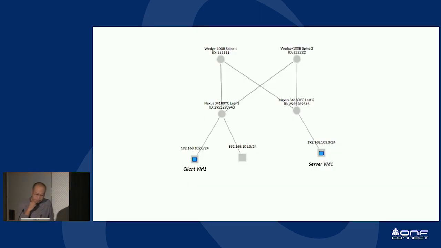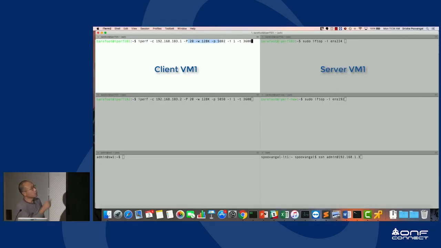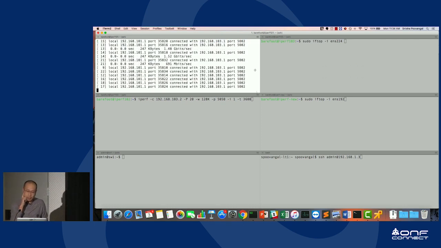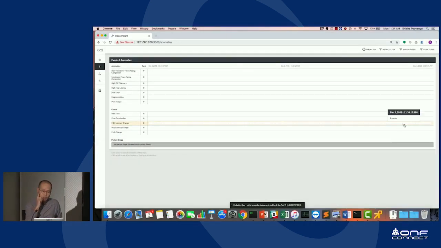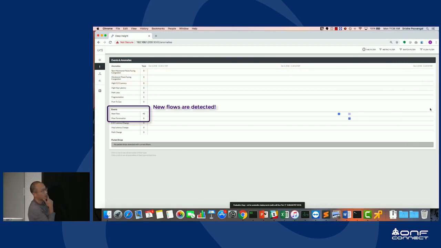For the first test, let's start some iPerf sessions from client VM1 to VM2 with 20 TCP connections. So VM1 is starting iPerf to the other receiver VM. We just started that, and about 20 connections are created. We're looking at DI, the deep insight, which is immediately discovering the new flows. 40 flows are immediately discovered.